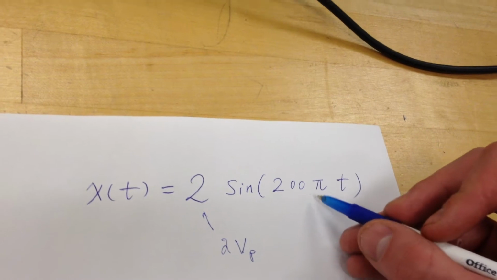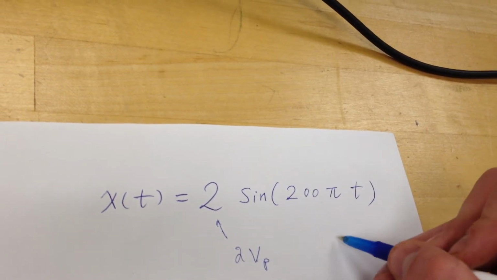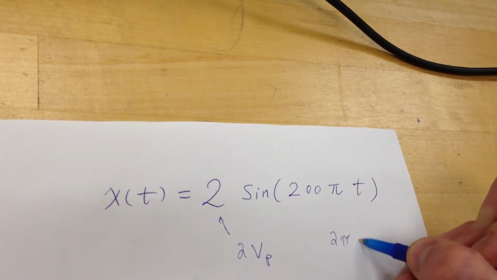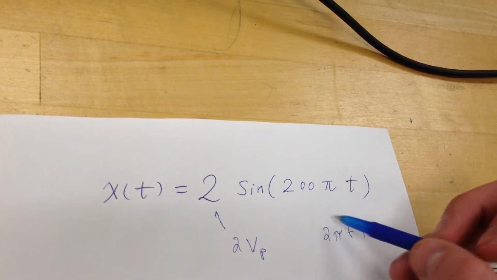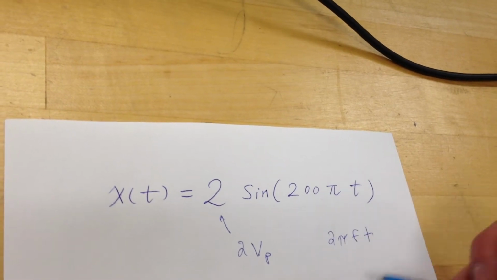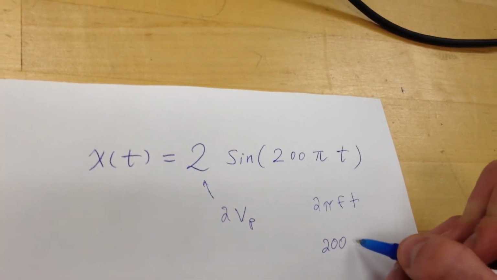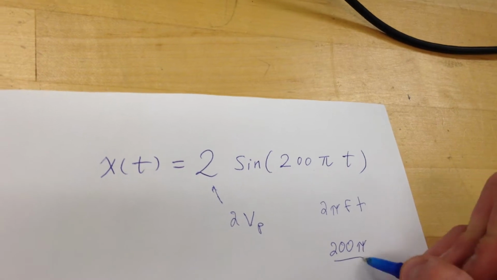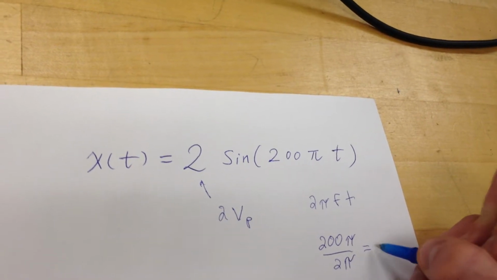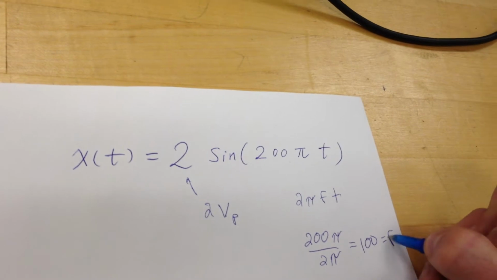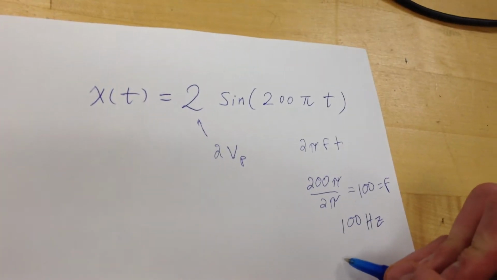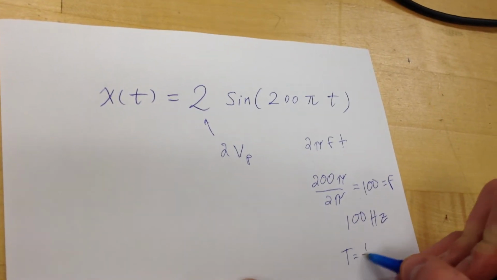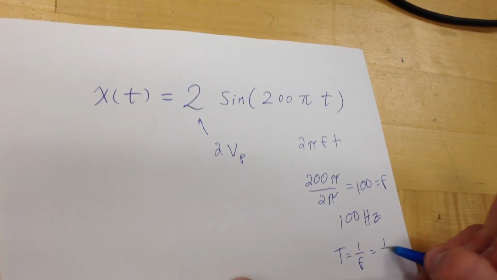So in order to find the frequency, we know that inside these parentheses is going to be 2 pi ft. So if we took this and divided out the 2 pi, we would have our frequency. So 100 hertz is the signal that we're going to expect to have. And also from this you can derive the period, so the period is going to equal 1 over f, or 1 over 100.